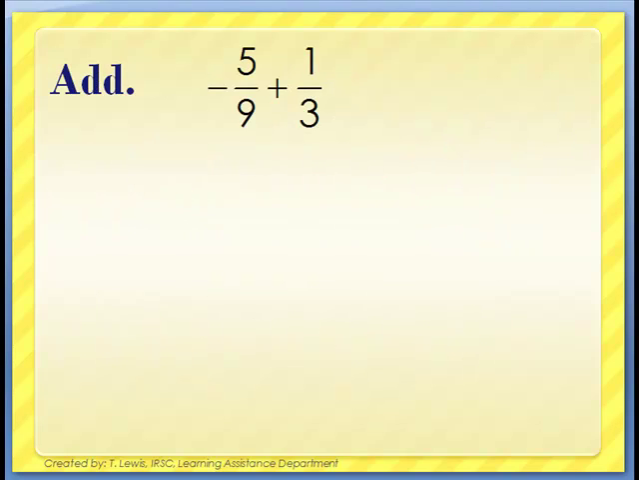We're going to add -5/9 and 1/3. So we have -5/9, and we're adding that to 1/3. So we have denominators that are not the same. We want to find the least common denominator.